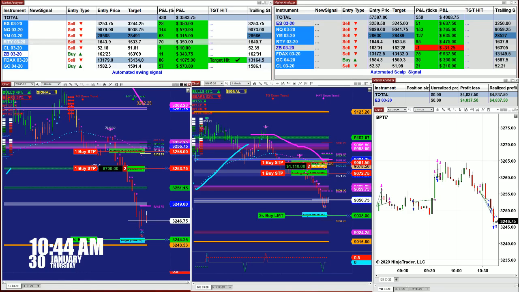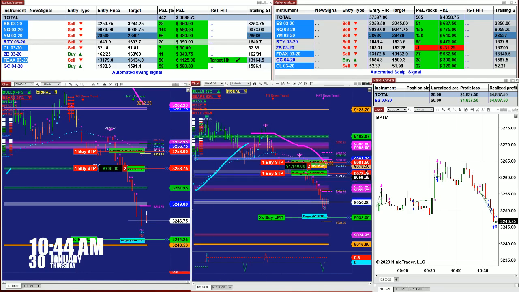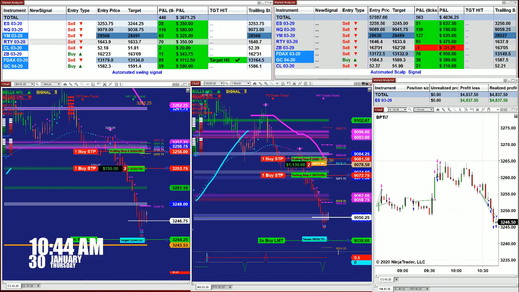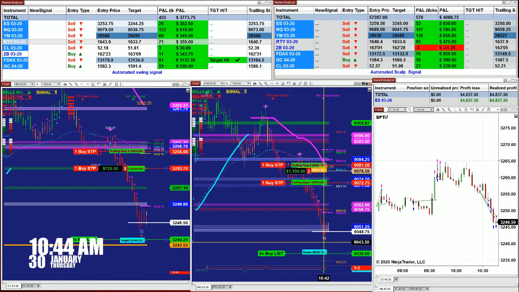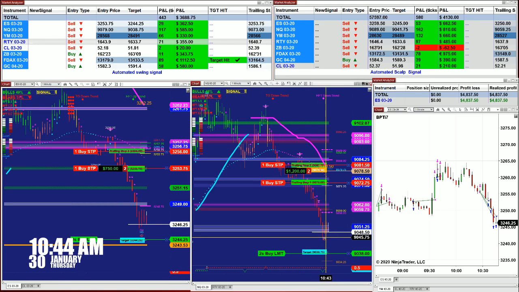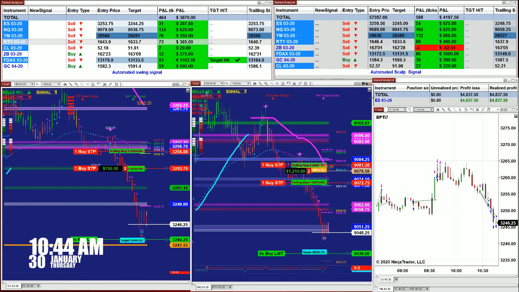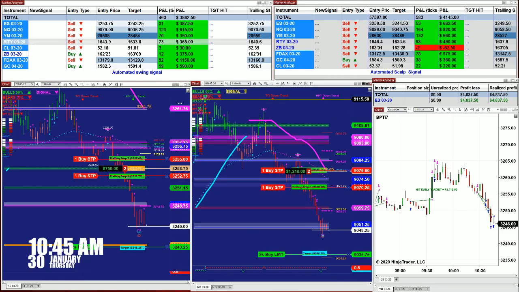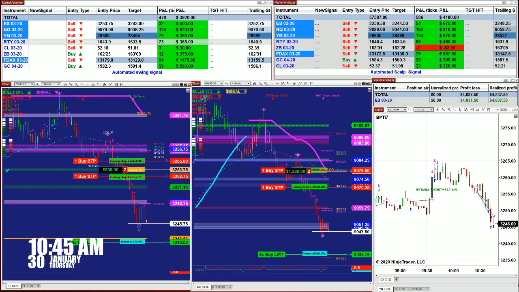And there's the same story here on the NASDAQ. If we look at the NASDAQ, we were short a few ticks to the target. But then there is a reversal. And now let's see. I think it's going to nail that trade.